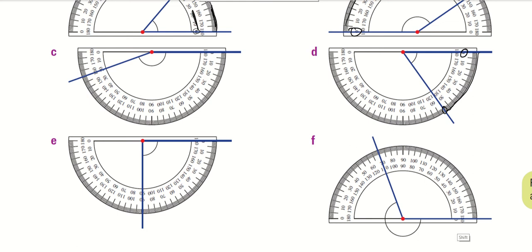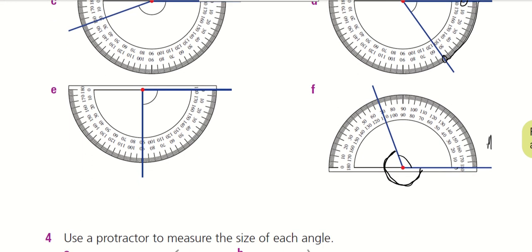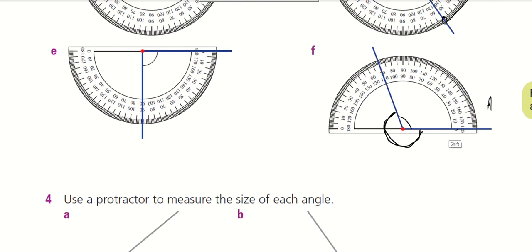I'll do this one because it's a reflex. Over here, you can see it's a reflex because the arc is on the outside, not inside like that. And you notice it's on the 0 on the inside. But how do I do 360? I don't know, Mr. O. Well, I'm going to tell you because I'm that kind. What you really need to do here, because it's this you're measuring, not the inside, but a revolution is 360.